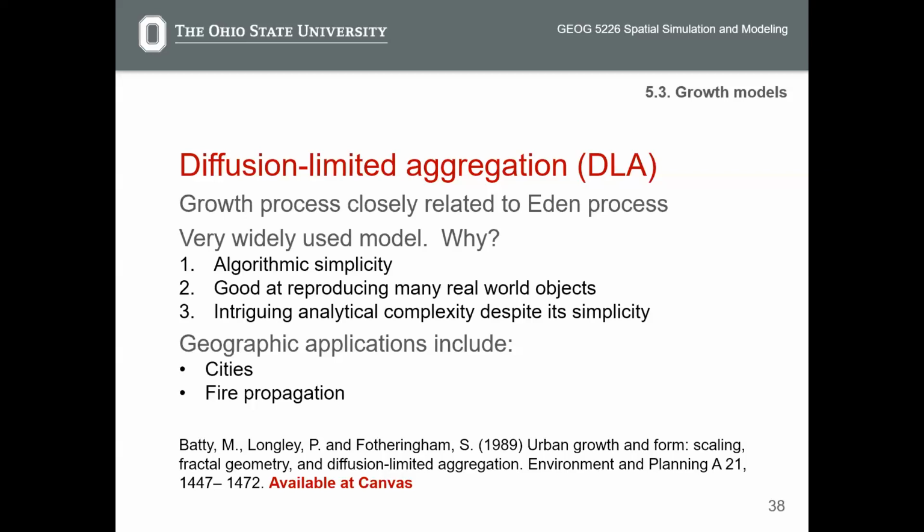Okay. Let's see how to add limitations to diffusion. Let's just talk about its advantages first, because that's the reason why people designed this type of diffusion model to simulate aggregation in the 1980s. Firstly, it has a very simple algorithm. And then it is good at reproducing many real-world objects: cities, the expansion and growing of cities, fire propagation, etc.